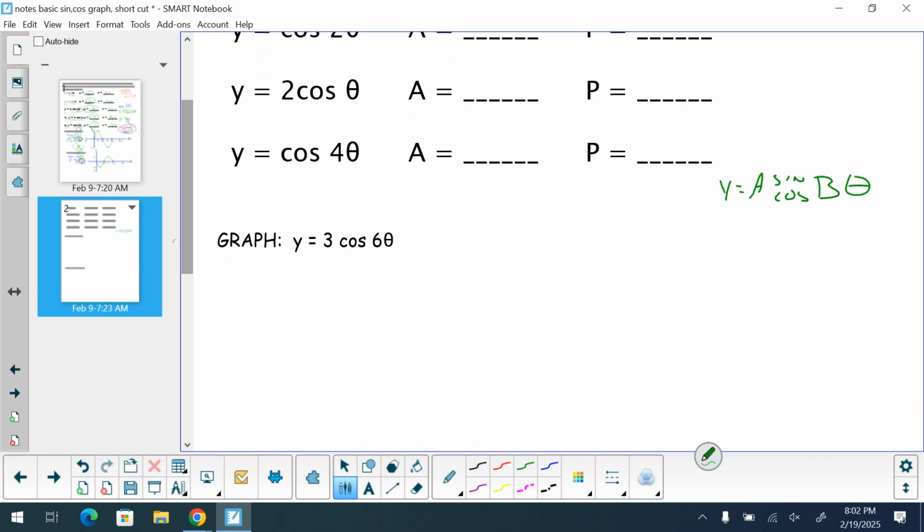So if we take a look at our amplitude and period for here, our amplitude is a value of 3. Here's our B value. The period is going to be 360 divided by 6, or 60 degrees.